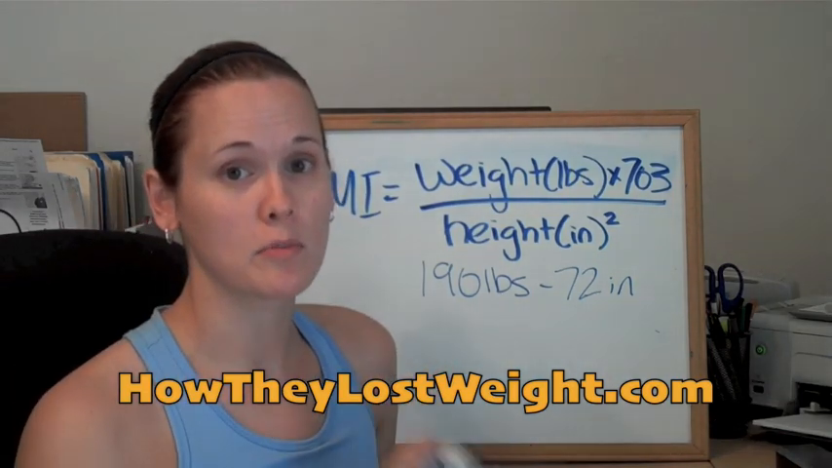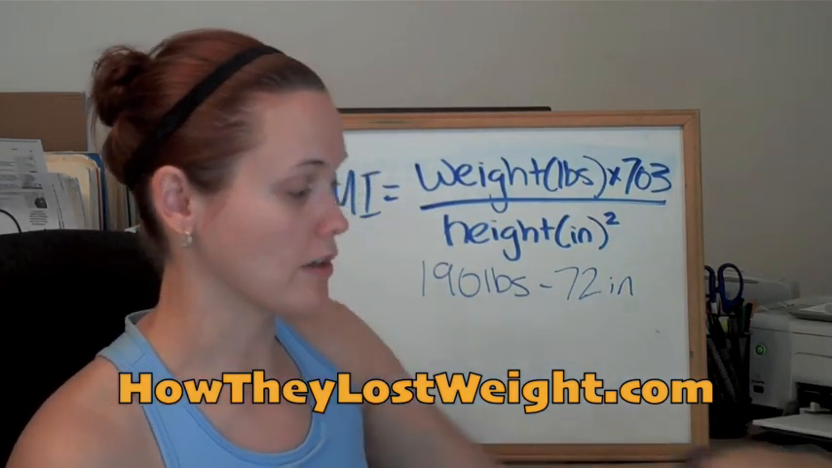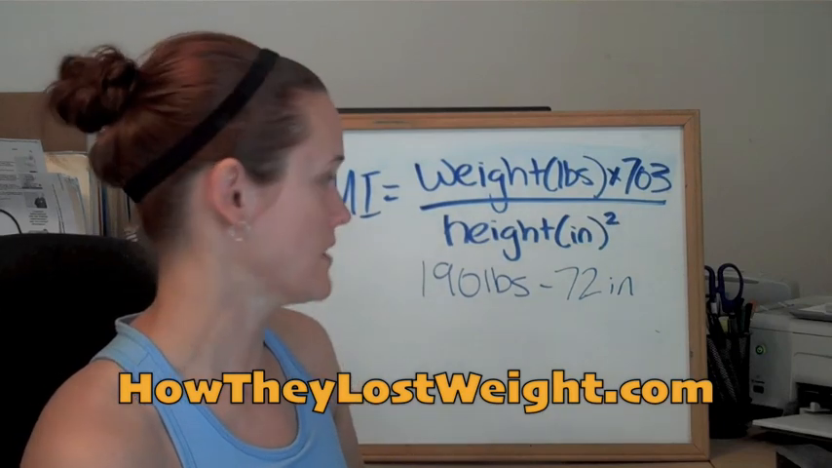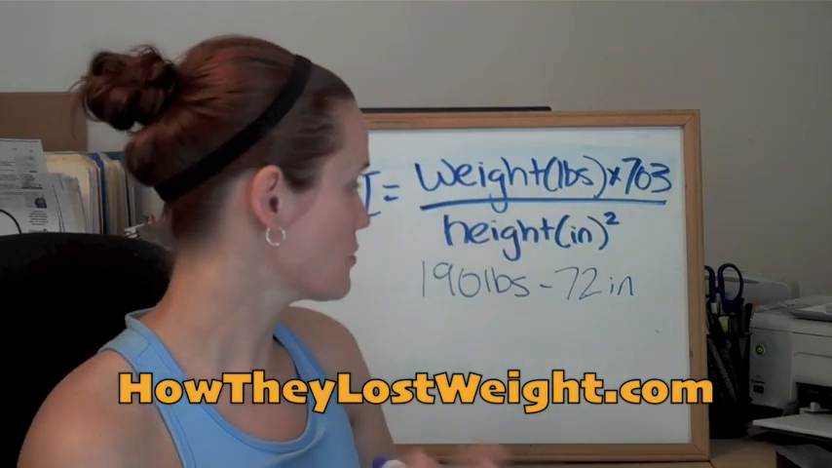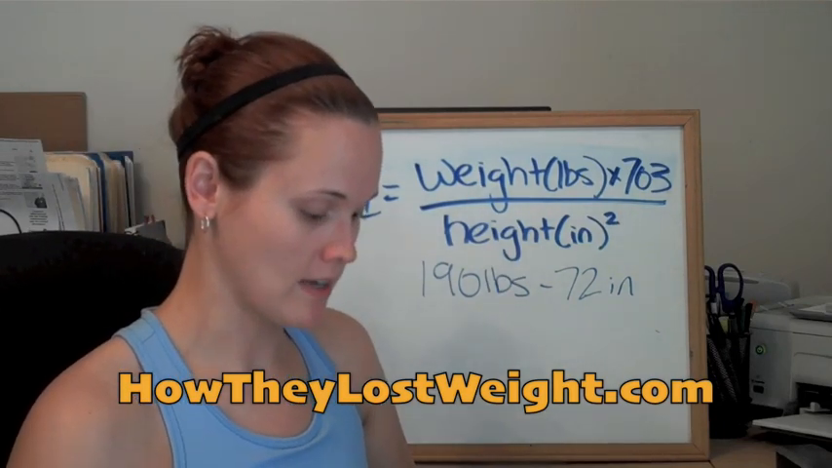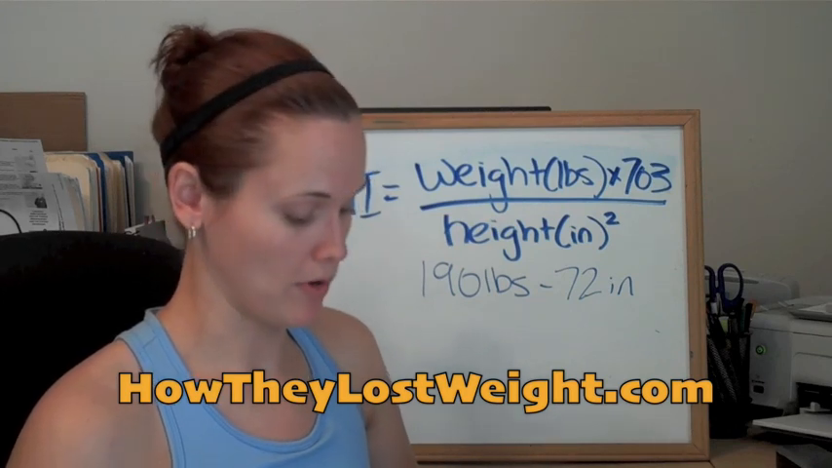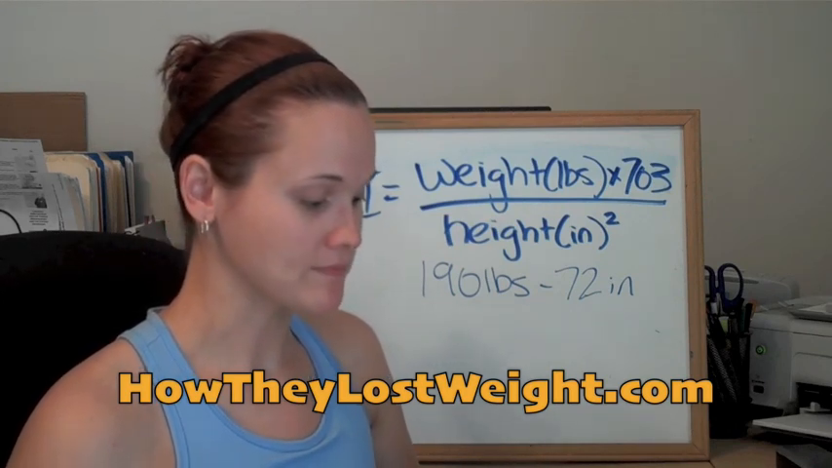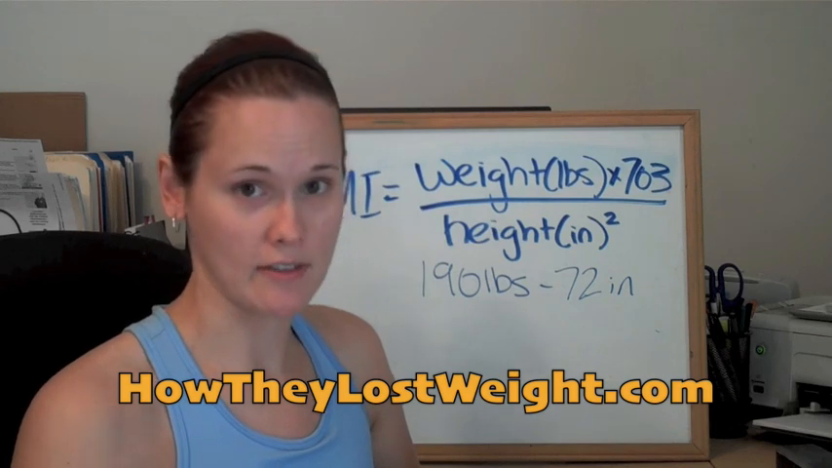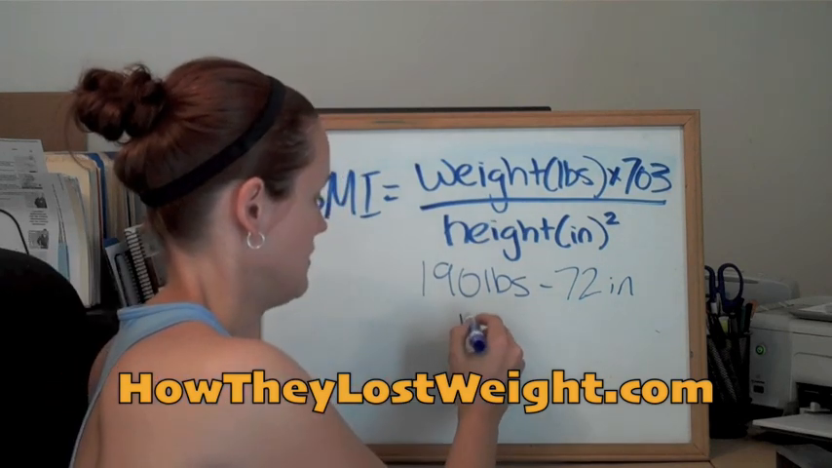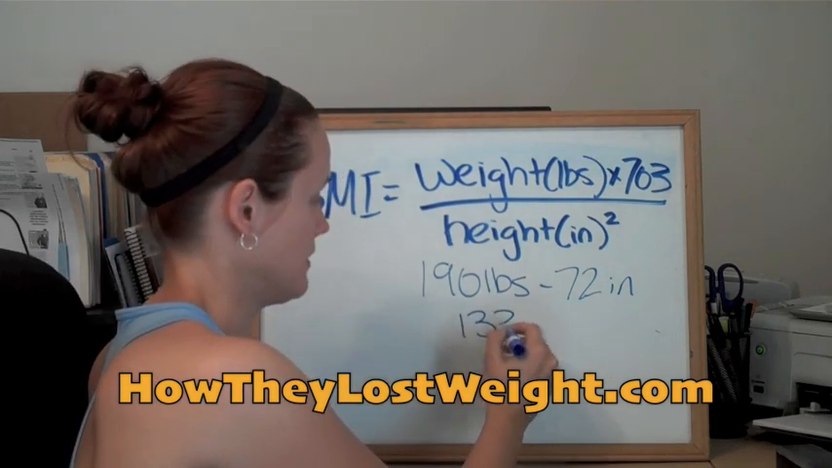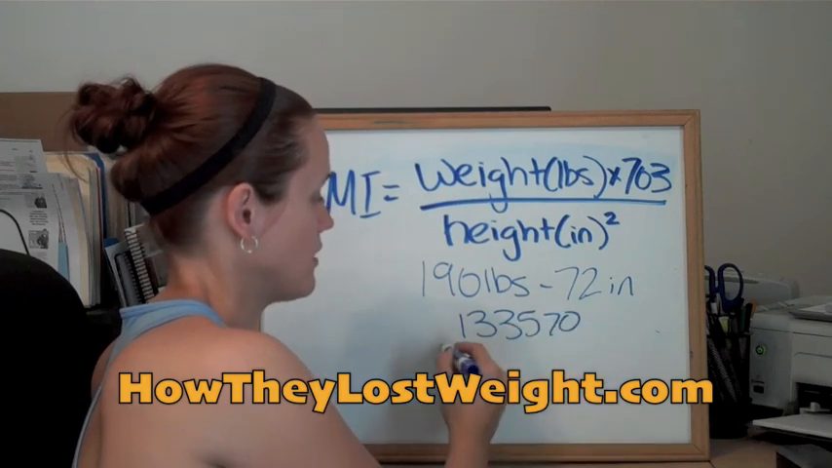So we're going to plug those numbers into the formula. You want to grab a calculator so you can go through this. So for the top one, we're going to take his weight, which is 190, times it by 703. It's going to give you a pretty big number here. So we got 133,570. So write that down. Great, so that's our top number.